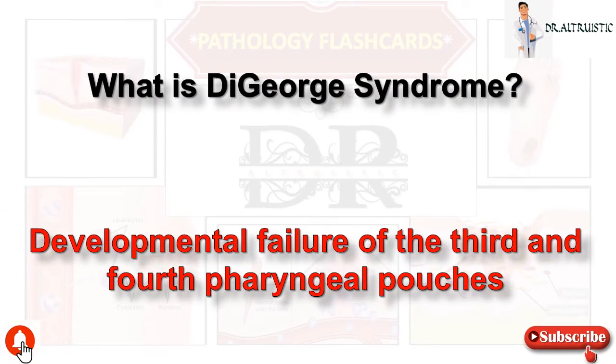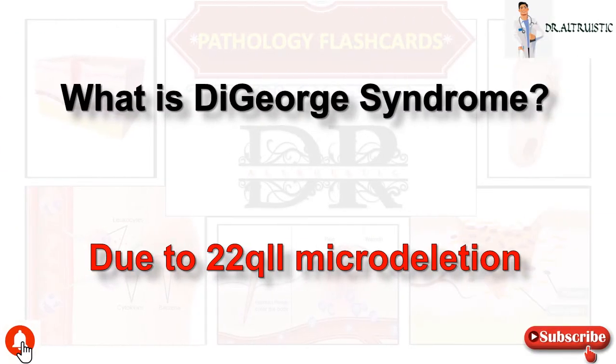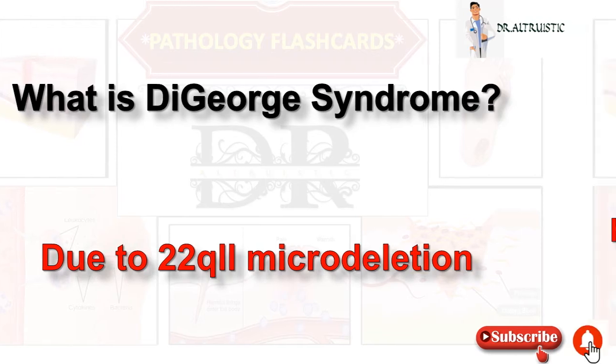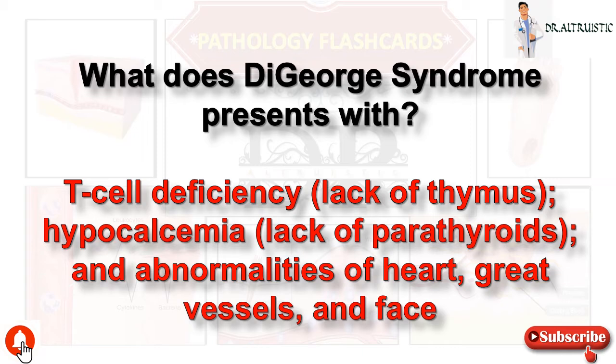What is DiGeorge syndrome? Developmental failure of the third and fourth pharyngeal pouches. It is due to a 22q11 microdeletion. What does DiGeorge syndrome present with? T-cell deficiency, lack of thymus, hypocalcemia, lack of parathyroids, and abnormalities of the heart, great vessels, and face.